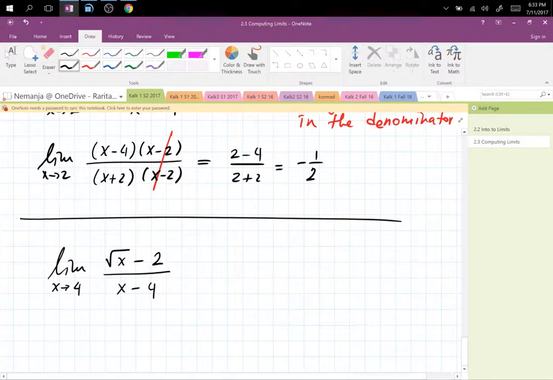What now? You have a 0 in the denominator. I have 0 in the denominator. I cannot plug in. Great. What should we do? We could rationalize. Very good. How do we rationalize? Multiply by conjugate. Very good.